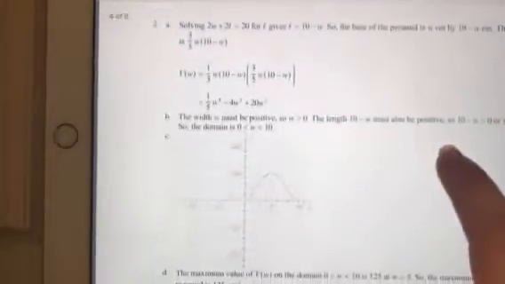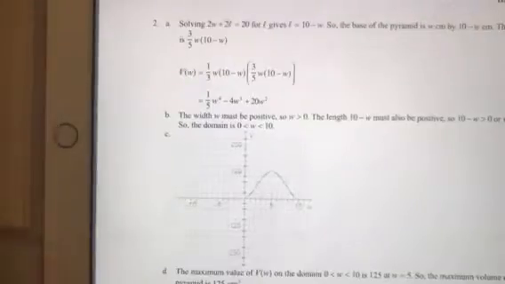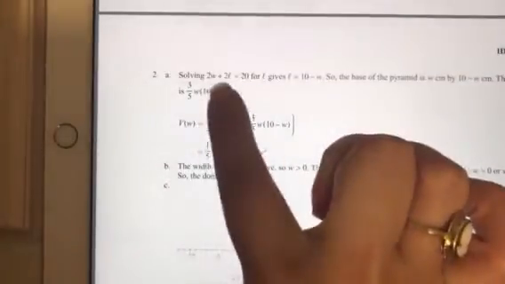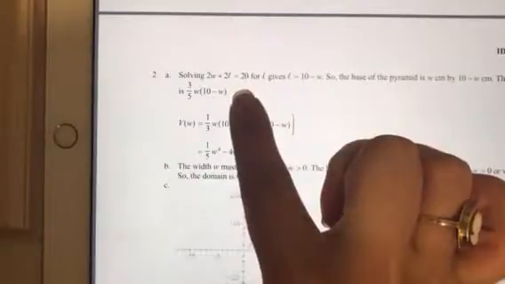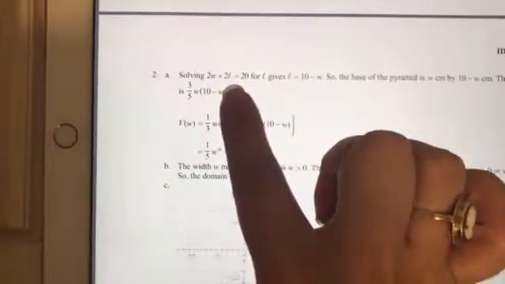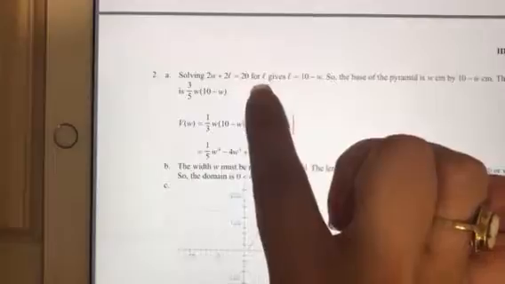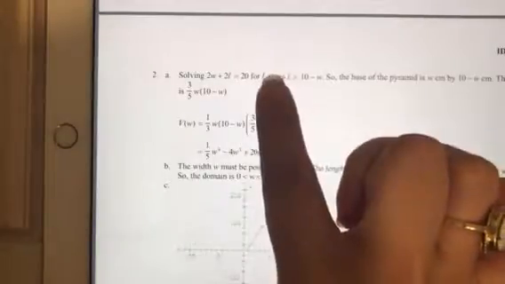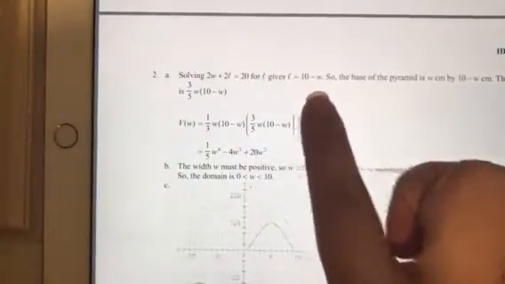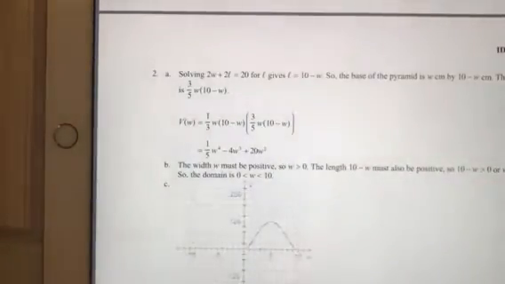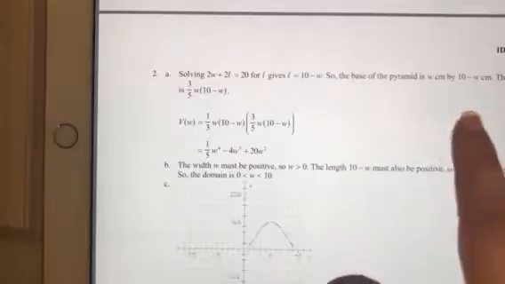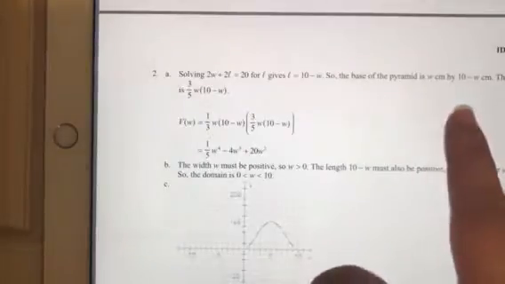So number 2, the base of your pyramid was a rectangle. So they took the perimeter of a rectangle and set it to 20 because that's what they gave us. So if you solved for L, if we subtracted 2W and divided everything by 2, we would get 10 minus W. So my length has to be 10 minus W. So the base of the pyramid is W centimeters by 10 minus W centimeters, width times length.